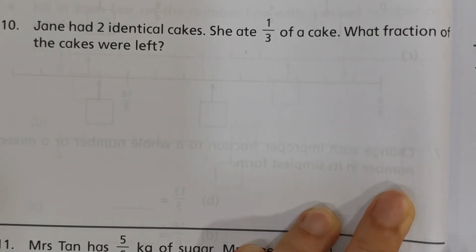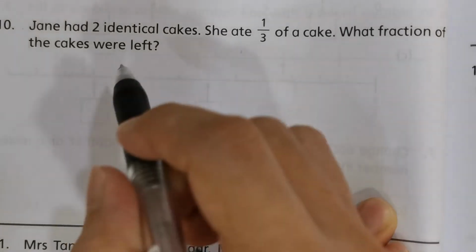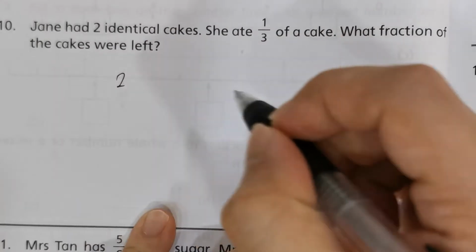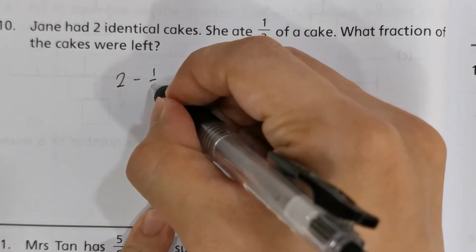Jane had 2 identical cakes. She ate 1/3 of a cake. What fraction of the cake were left? Now, obviously, you know that this is a question about subtraction. You have 2 cakes, you subtract 1/3 of the cake.